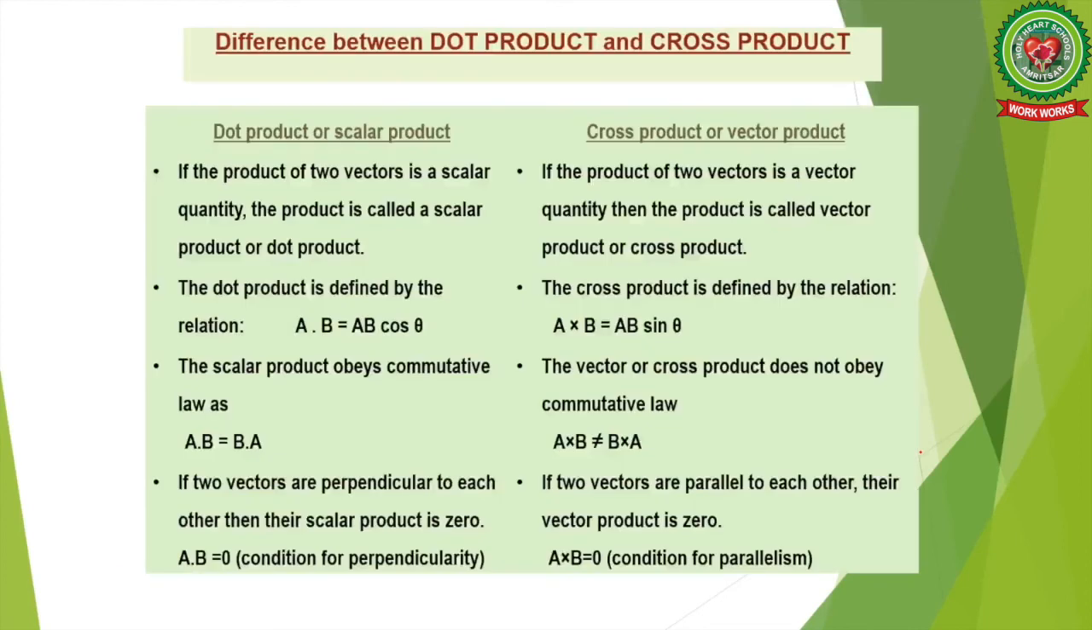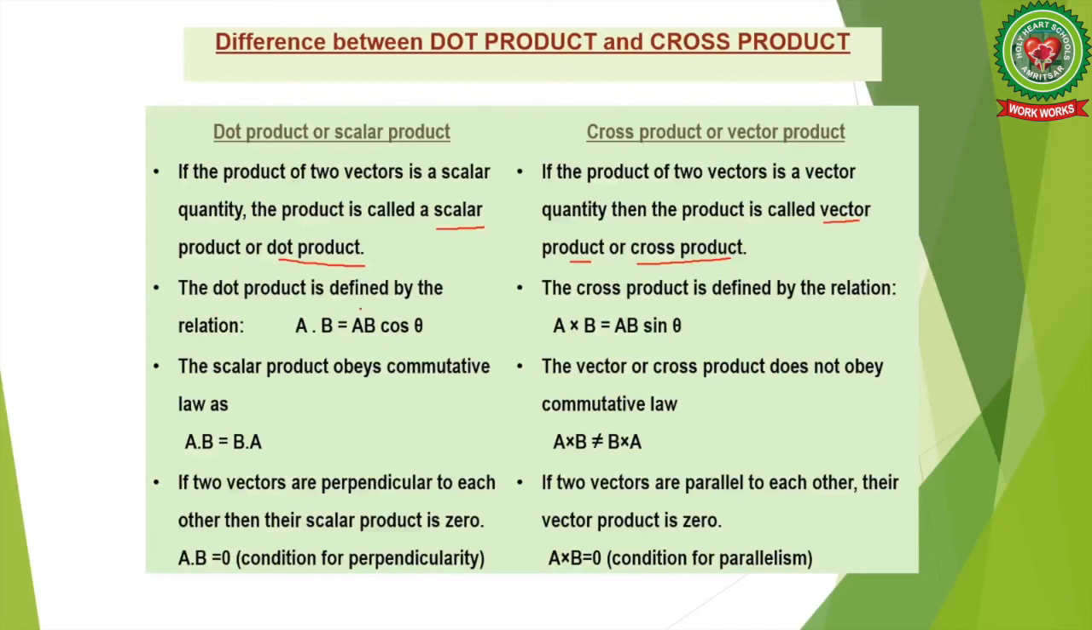Alright. Now what is the difference between a dot product and a cross product? If the product of two vectors is a scalar quantity, the product is called scalar product or dot product. If you multiply and you get a scalar result, it's a dot product or a scalar product. And if the product of two vectors is a vector quantity, then the product is called cross product or vector product.